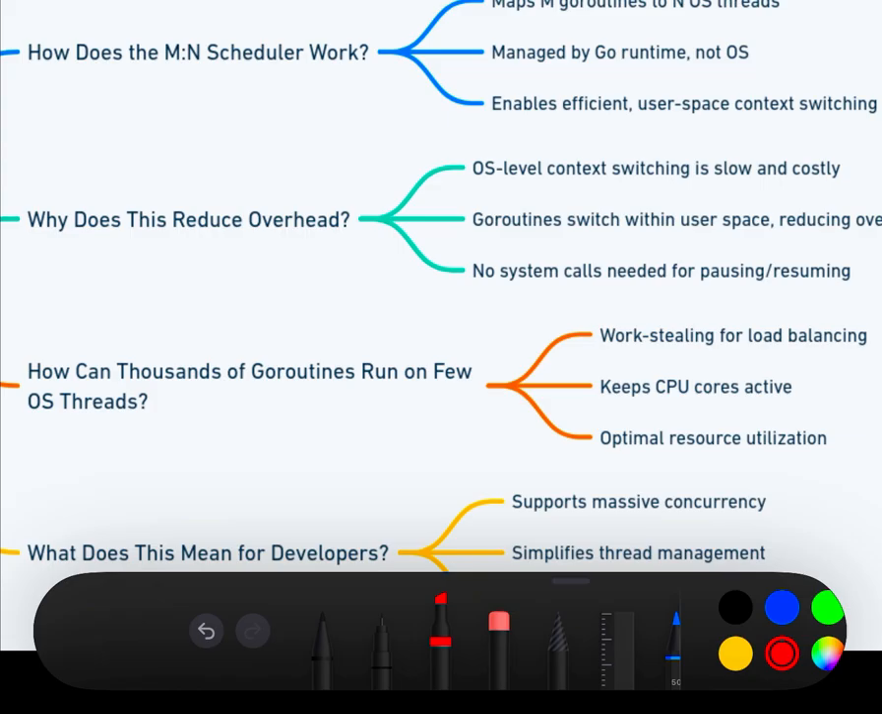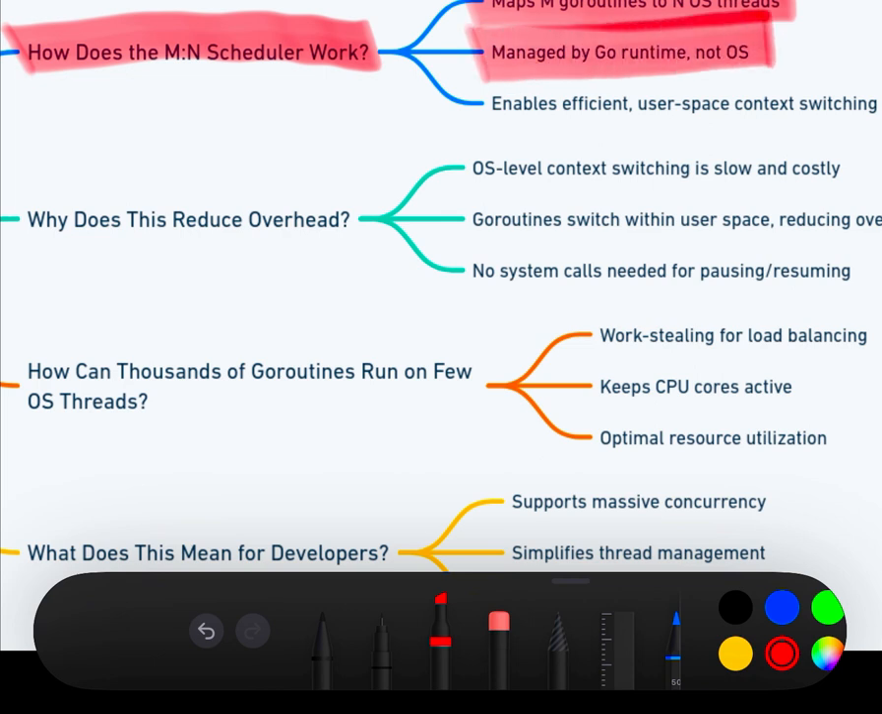How does the MN scheduler work? The Go runtime operates an MN scheduler, which maps M Goroutines to N OS threads. Instead of needing one thread for every concurrent task, Go can manage hundreds or even thousands of Goroutines on just a handful of threads. But how is this possible?